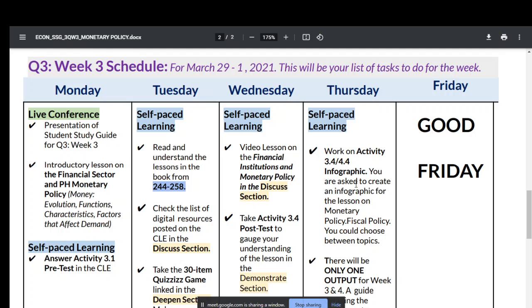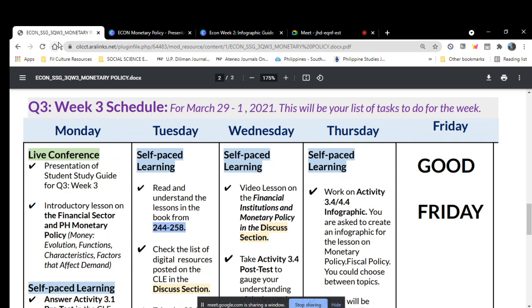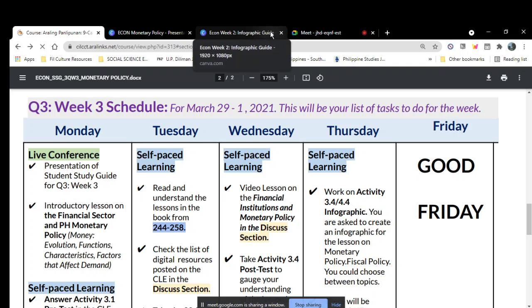Also, our performance task for both week 3 and week 4 is to create an infographic. So there's a guide posted in your CLE already, but teacher will also record a video about that so that you will be guided. Ayan. So pakita ko na lang muna for a bit yung ating infographic guide. Ayan.